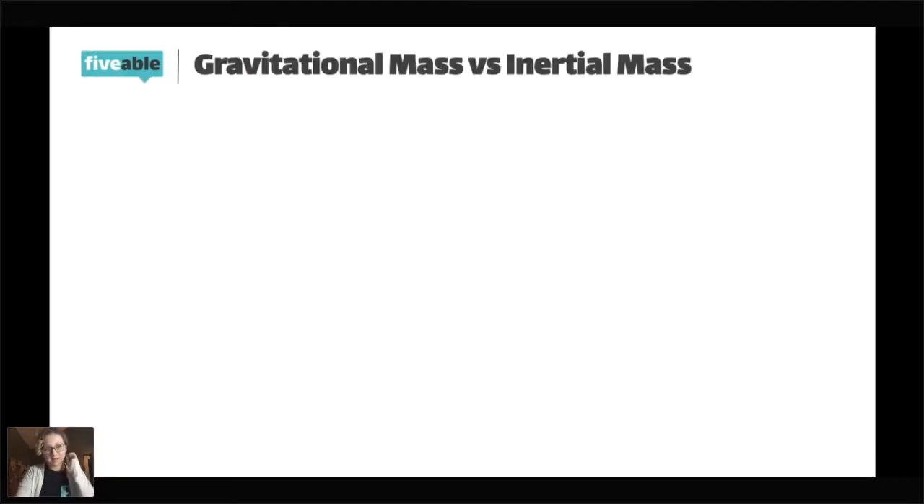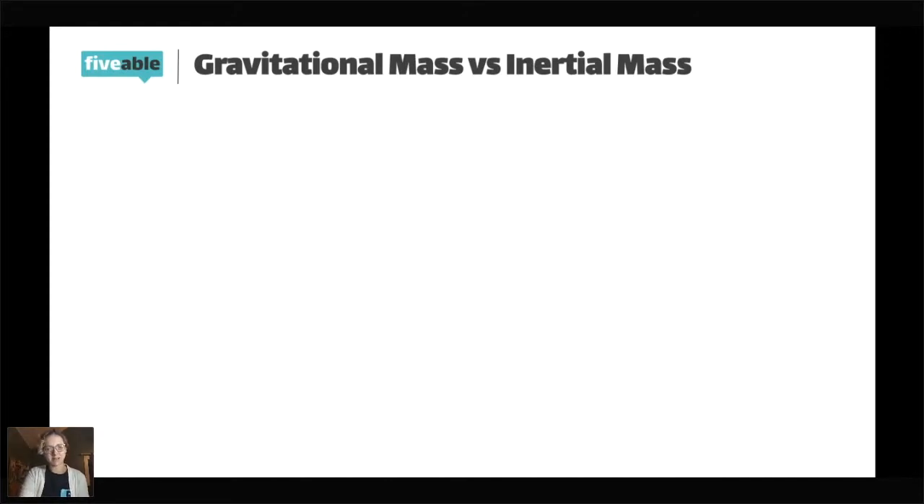So let's take a minute to look at the idea of gravitational mass versus inertial mass. This is another thing that the physics exam likes to ask about, usually in a multiple choice question, giving you some sort of setup and asking if it's determining the gravitational mass versus the inertial mass.